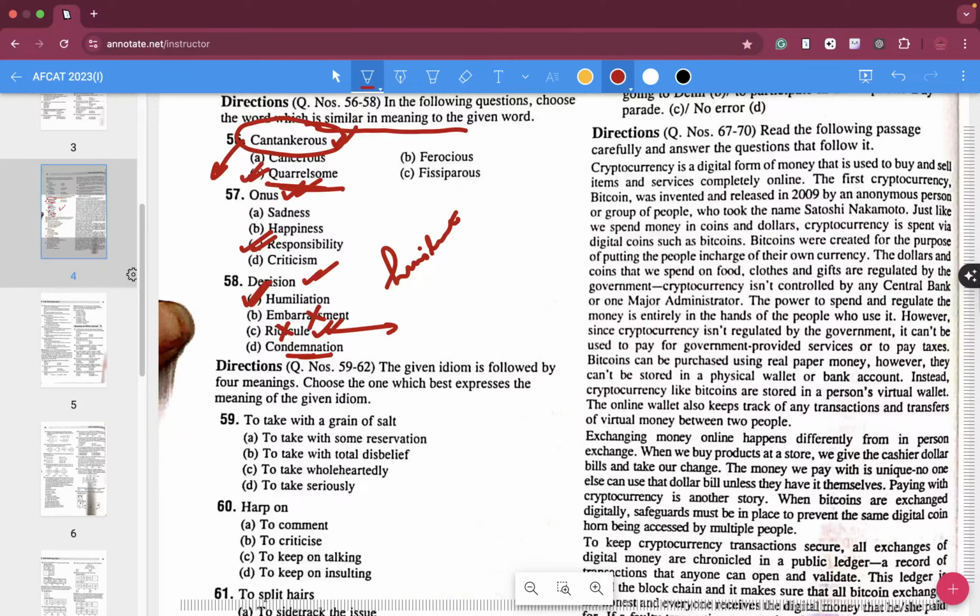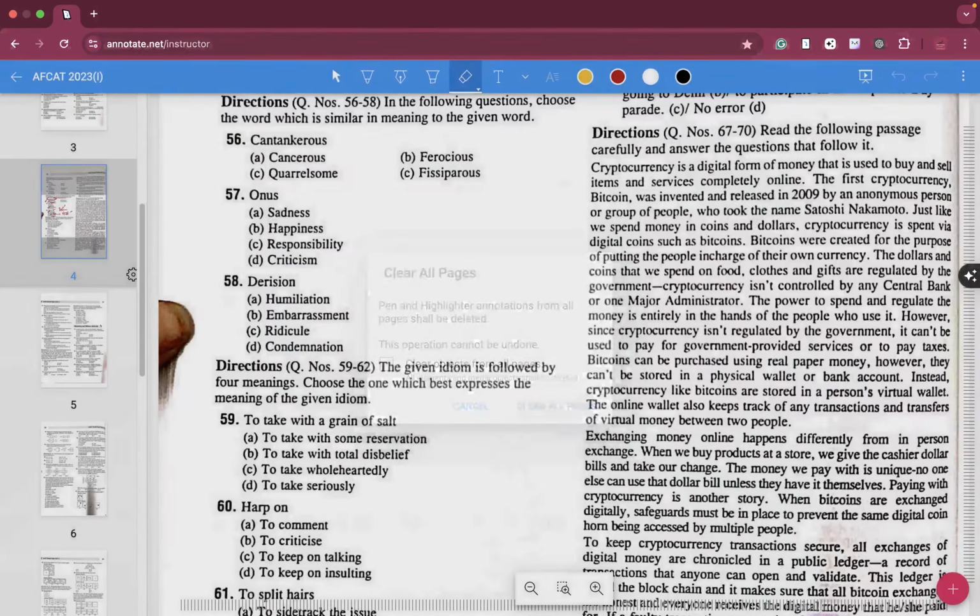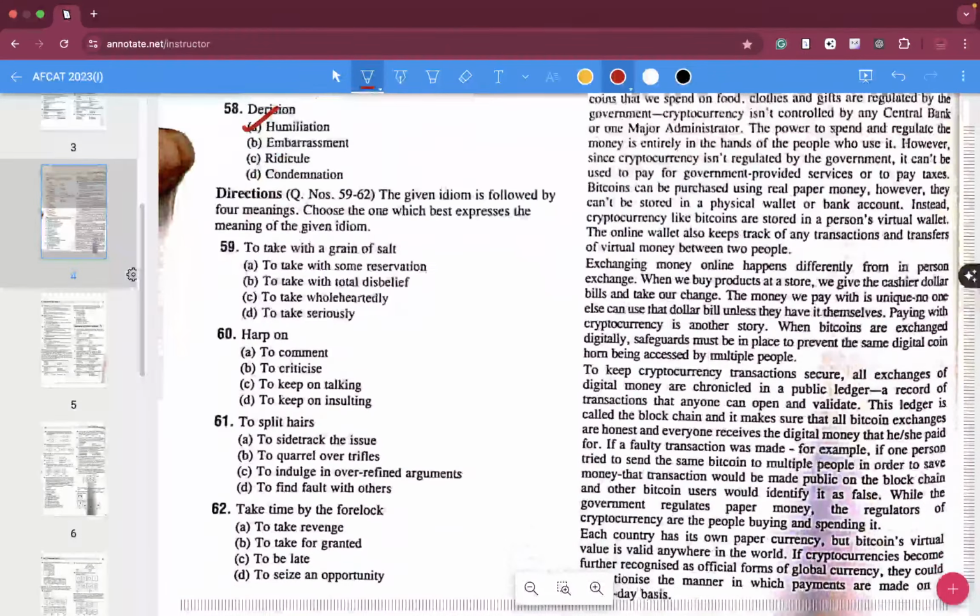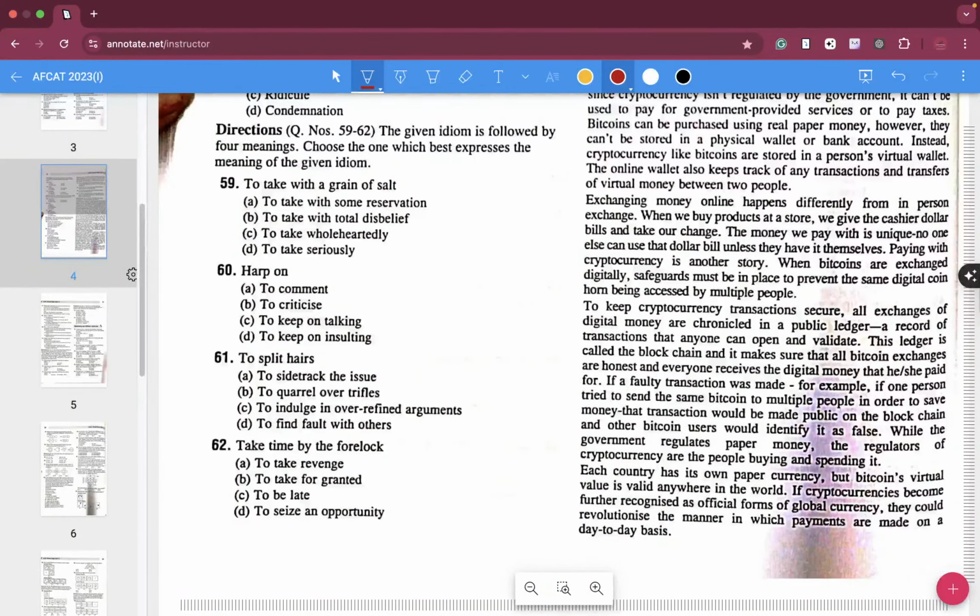Ridiculous means strange, which is not necessarily humiliation, right? Derision means humiliation is what you have. So for question 58, we go ahead with humiliation, A, as the answer to the question. Now, idioms and phrases.